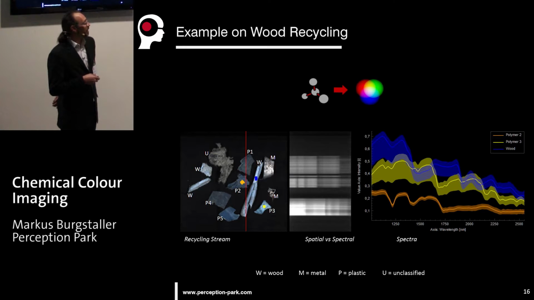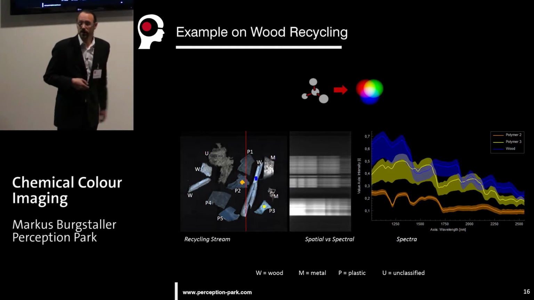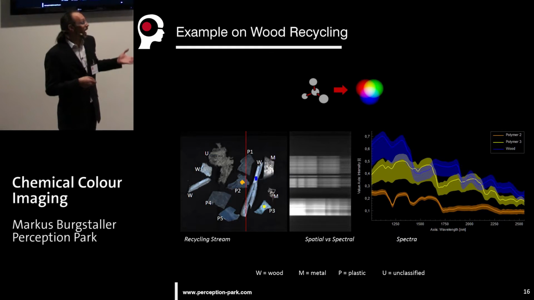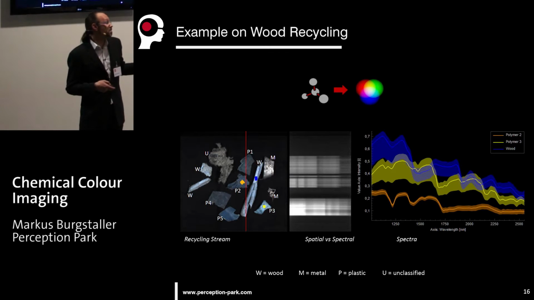This is the wavelength range from 1000 to 2500 nanometers, and you can see the signature. These are reflectance spectra, and this signature here shows absorbance bands characteristic, for example, of this polymer that is selected. Wood is denoted by blue, this spectrum. You can see there are differences between the spectra at least.